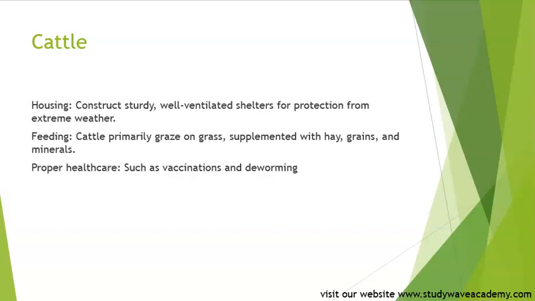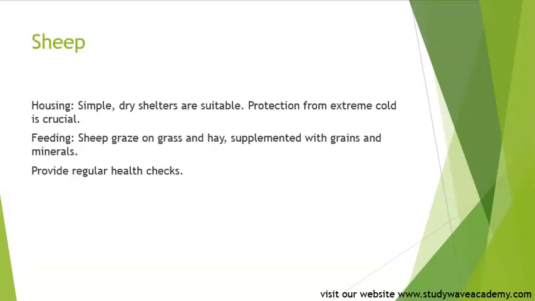The next animal we're going to be looking at is sheep. How do we take care of sheep? Housing. Simple, dry shelters are suitable. Protection from extreme cold is crucial. Provide a simple, dry shelter for sheep to protect them from extreme weather, especially heavy rain and cold. Ensure there is enough space for each sheep to move around comfortably and lie down. Proper ventilation in the shelter is important.